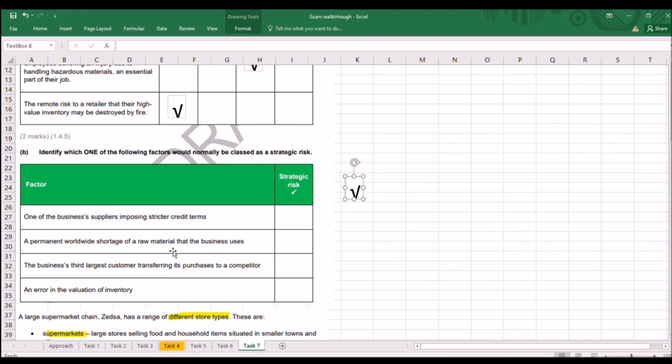Permanent worldwide shortage of raw materials that the business uses, possibly a strategic risk, not the greatest one. The business's third largest customer transferring its purchase to a creditor, so reliance on a particular customer is a financial risk as well. And the error in the valuation of inventory is an operational risk, really. So it has to be by the process of elimination. It's not really the greatest, most strategic one, if I'm being truthful, though.